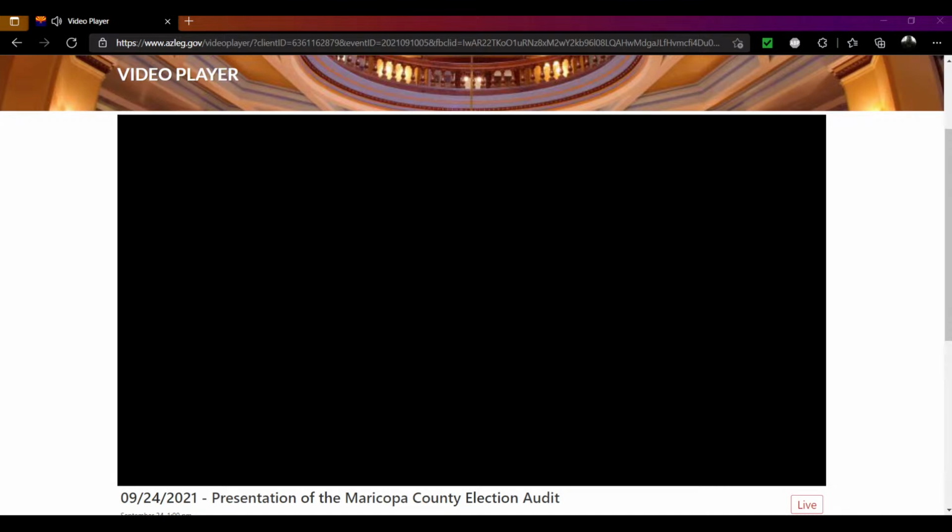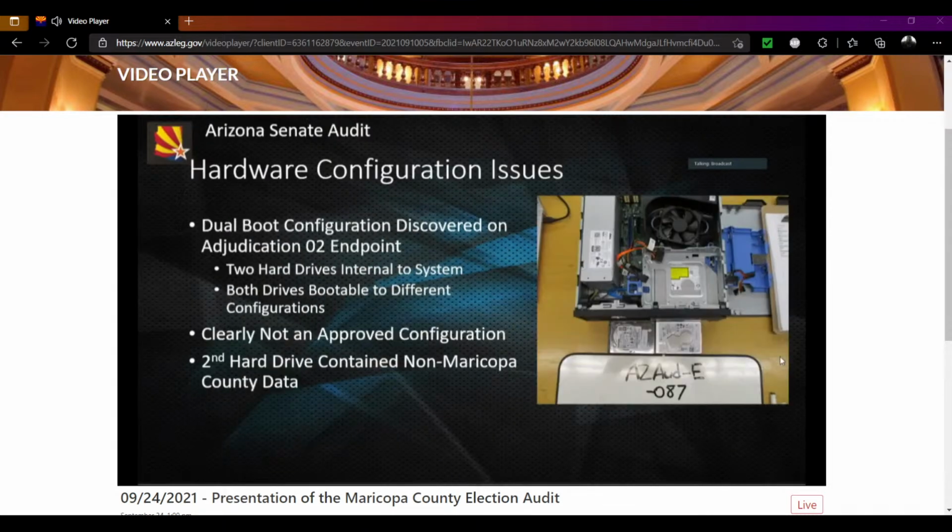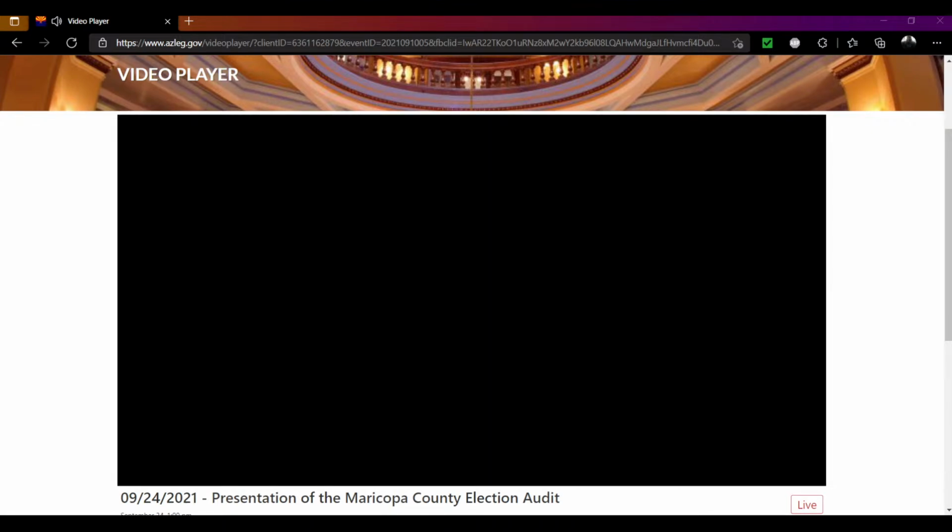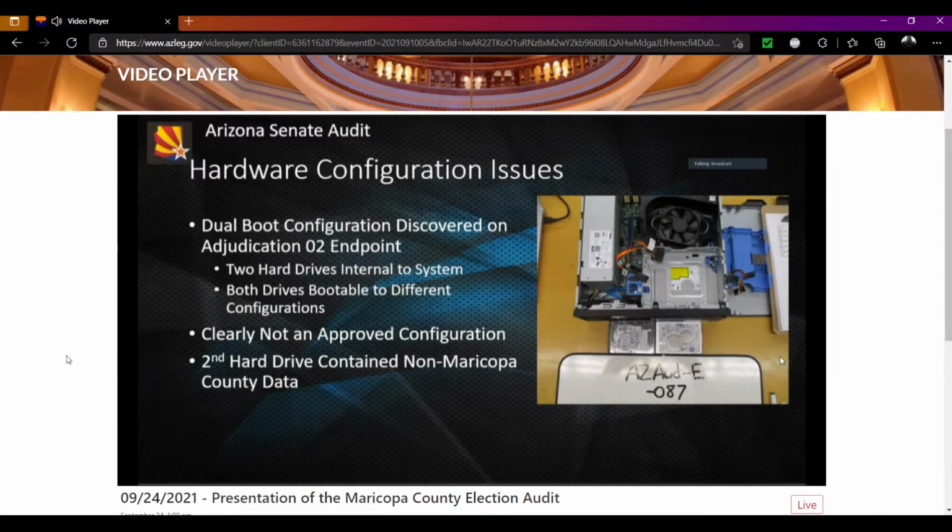However, both of those hard drives are bootable. Okay? So what that means is that you can boot from a hard drive that is not part of the election configuration and have access to the election network. Very important. It's clearly not an approved configuration. It was the only system that we found a dual boot situation.